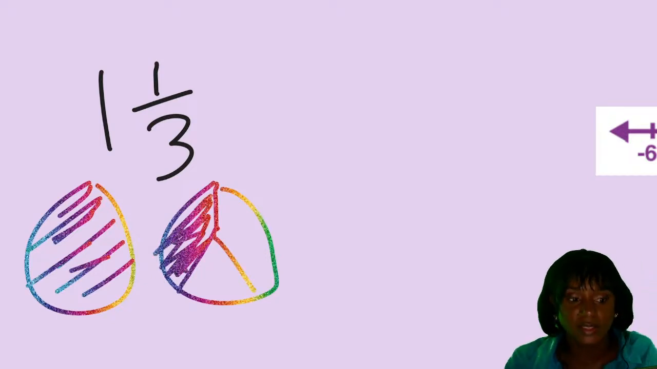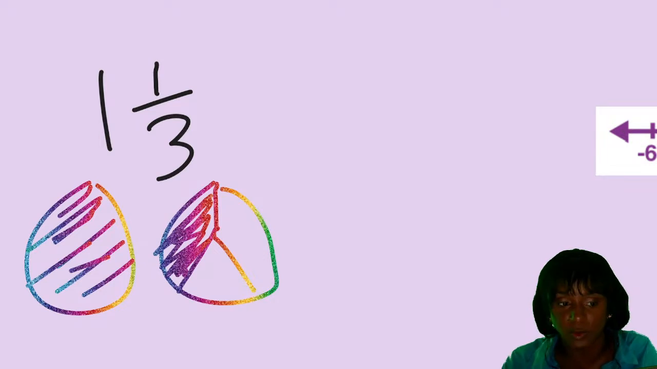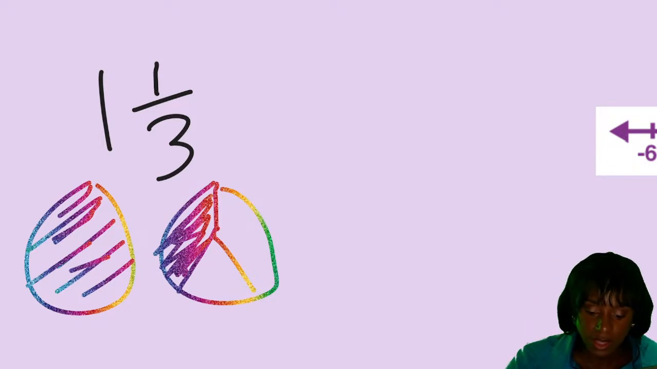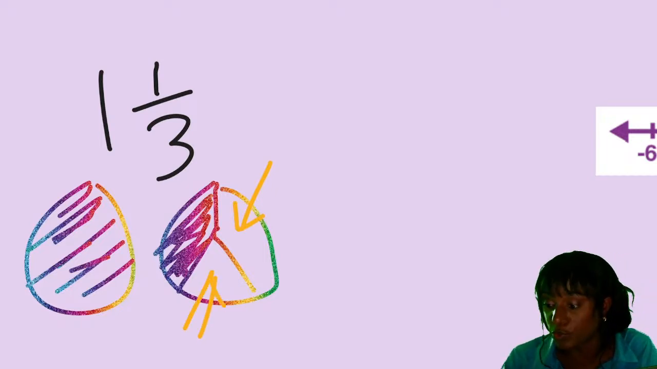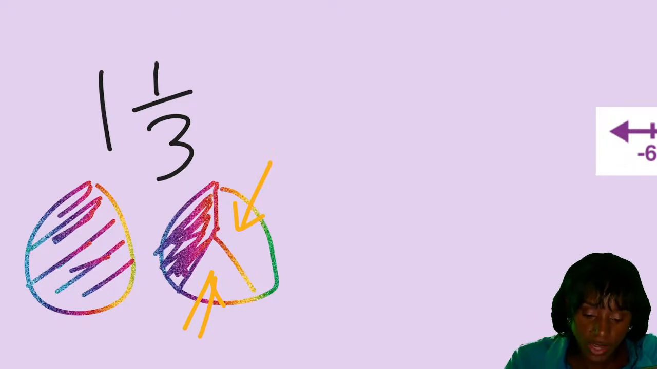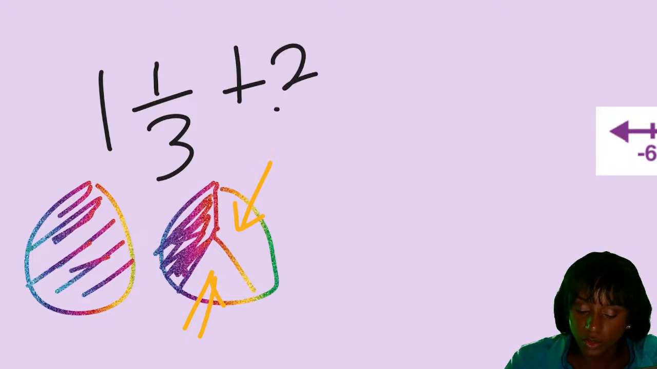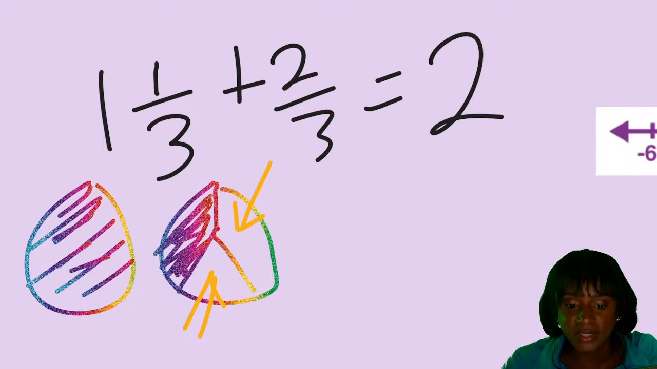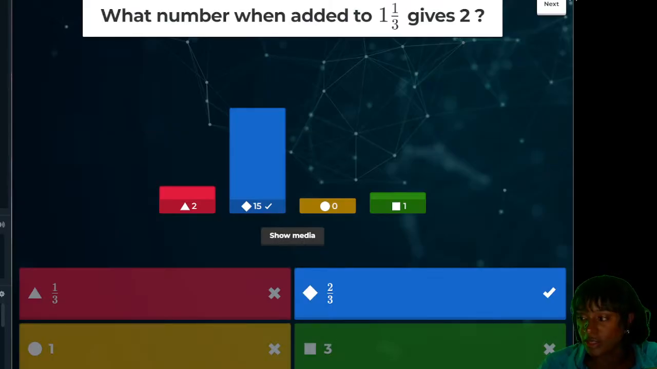As you can see here, what am I missing for me to have 2 whole pizzas? I am missing these other 2 parts here, which would represent 2/3. So what was missing was 2/3. So 1 1/3 plus 2/3 would be equal to 2. Okay, let's get back to the game. You all are doing great.